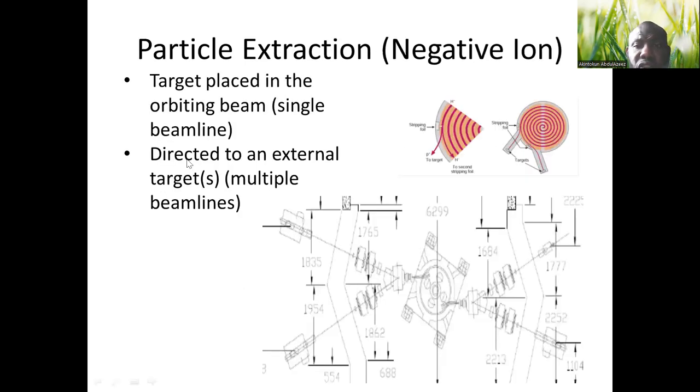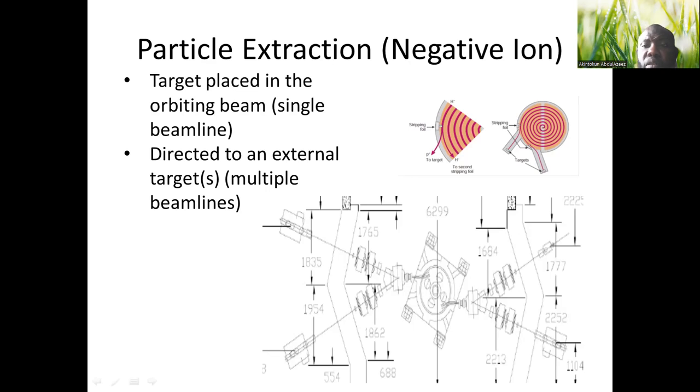So this is just showing you that we have a target place. You can place the target directly in the beam line, as I've said before, or you can direct the particles towards an external target. You understand? So we normally have something we call the beam line in the cyclotron. The beam line is just a component that is used for drifting and focusing the particles towards the target.